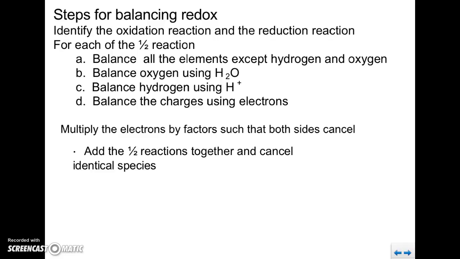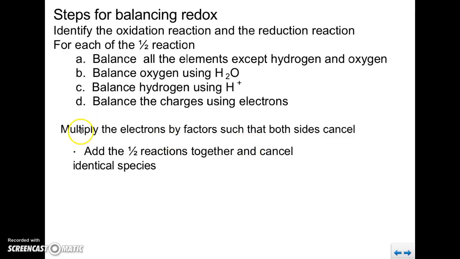Okay, this is a lesson on how to balance complex redox reactions. The first thing that you will notice is that you will be responsible to identify the oxidation half reaction and the reduction half reaction. Then for each half reaction, you will be balancing all of the elements except hydrogen and oxygen. You will be balancing oxygen by adding water. You will be balancing hydrogen by using H+, and then finally you'll be balancing charges by using electrons.